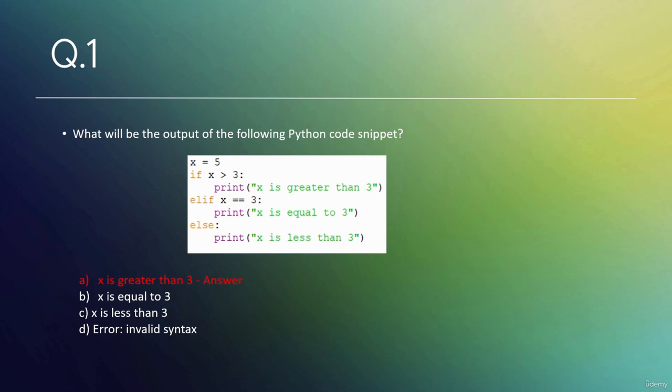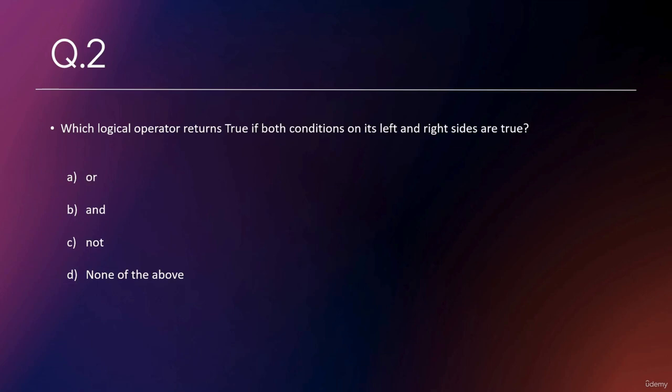Moving on to the next question. We have which logical operator returns true if both conditions on its left and right sides are true. So we learned about this. There were different logical operators. You can see the options. So you have to choose which is the correct logical operator. So if we move on to the answer, we have AND operator. So AND returns true when both the conditions are correct, while if only one condition is correct and that returns true, that is the OR operator and not a different operator altogether.